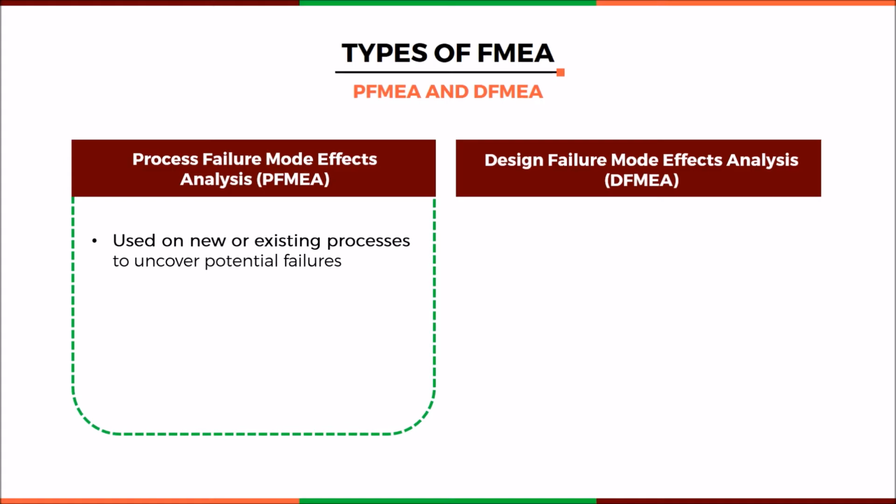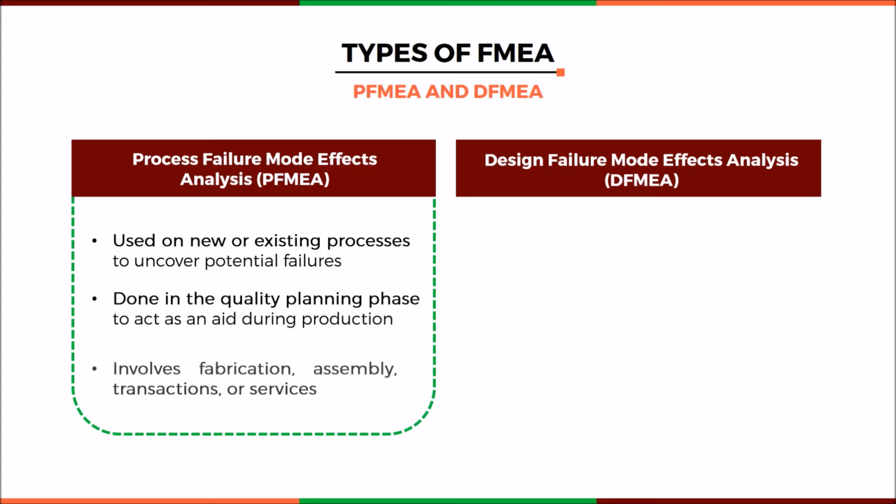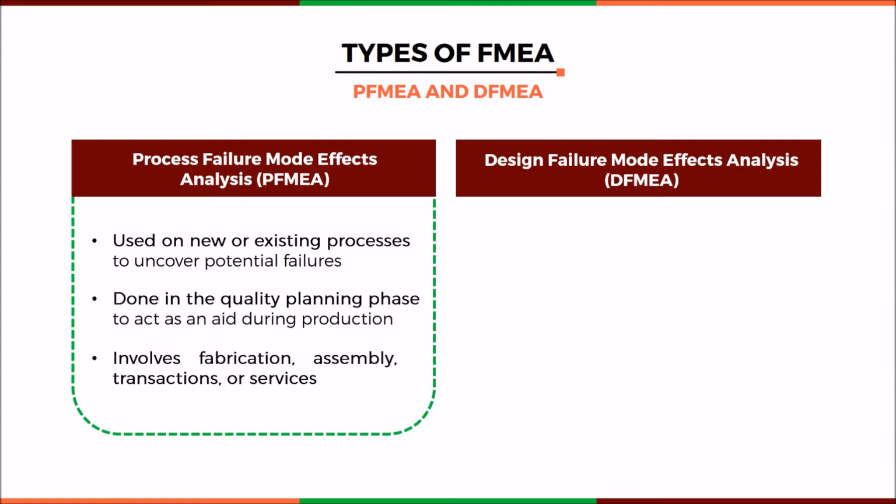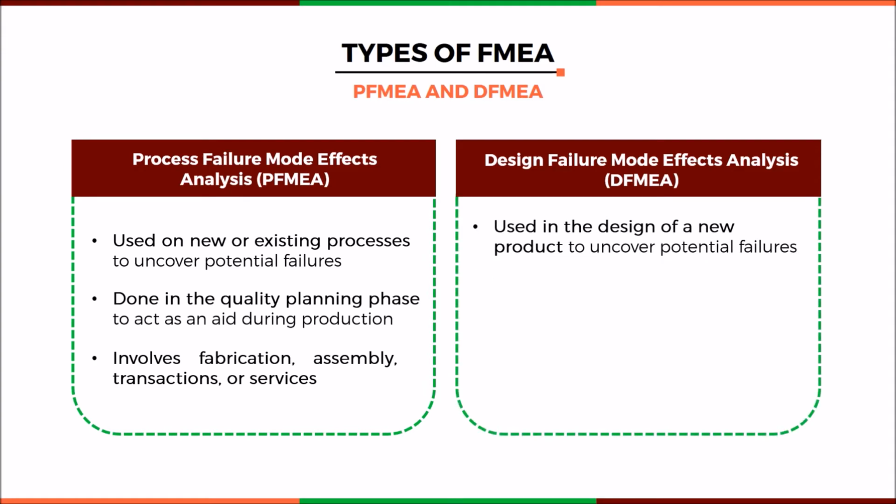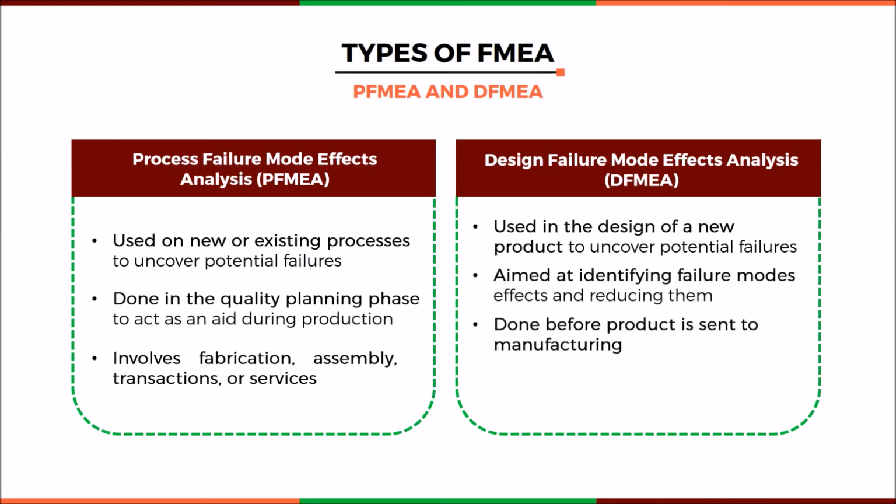It is done in the quality planning phase to act as an aid during production and involves fabrication, assembly, transactions, or services. The DFMEA. The DFMEA is used in the design of a new product to uncover potential failures, is aimed at identifying failure modes, effects, and reducing them, is done before product is sent to manufacturing, and involves all significant design deficiencies that would be resolved at the end of this process.